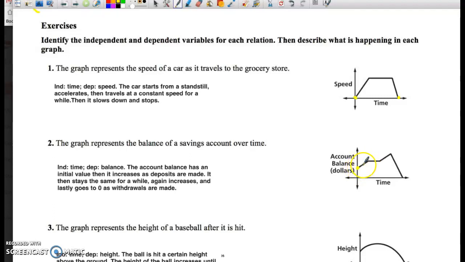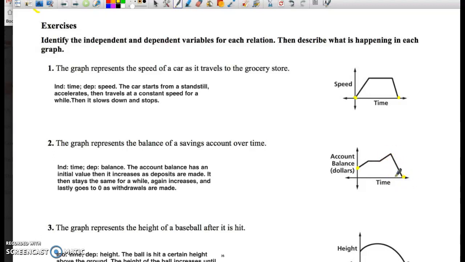If I describe what's happening in this graph, some deposits were made. So the graph increases, stayed the same for a while, then another deposit was made, and then obviously a withdrawal until the account was once again empty.